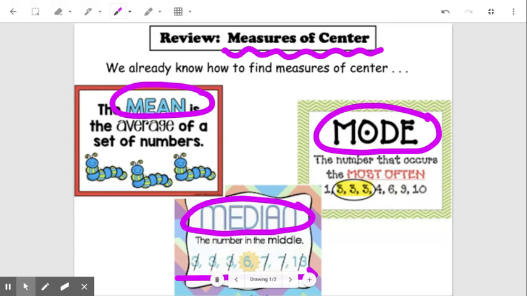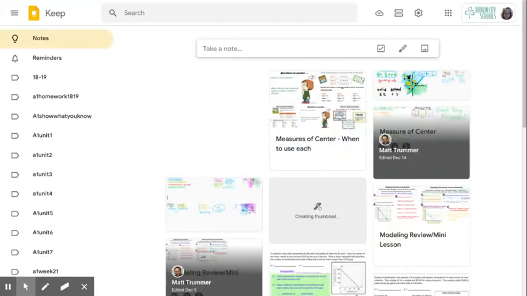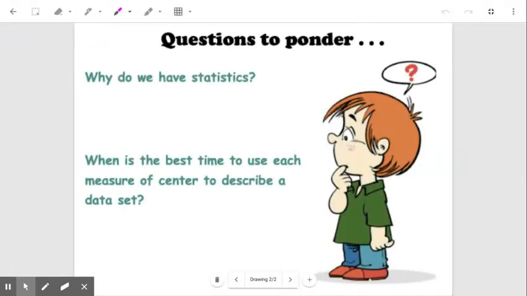So we're going to talk specifically about these and how you would choose one of these to best represent your data if necessary. A couple questions for you. Why do we have statistics? And when is the best time to use each measure of center to describe a data set? The first thing I do want to talk about right now is why we have statistics. You see them a lot, in newspapers, online, when you're looking up something to buy, all that kind of thing. So there are several reasons to have statistics.